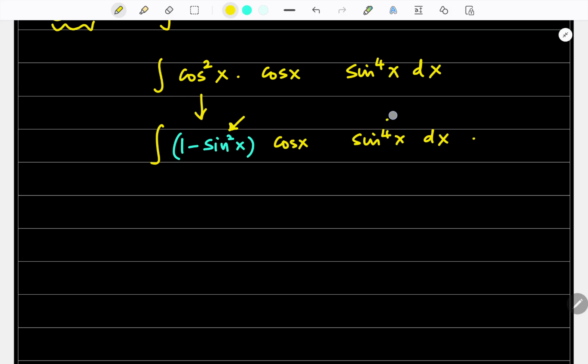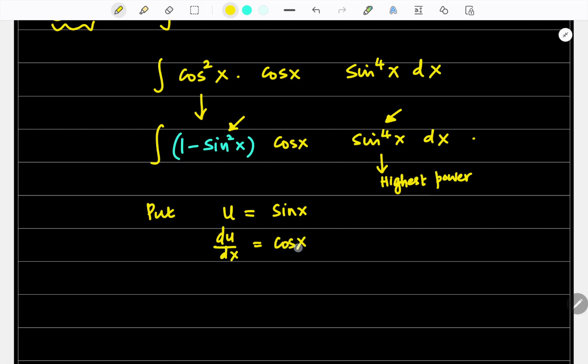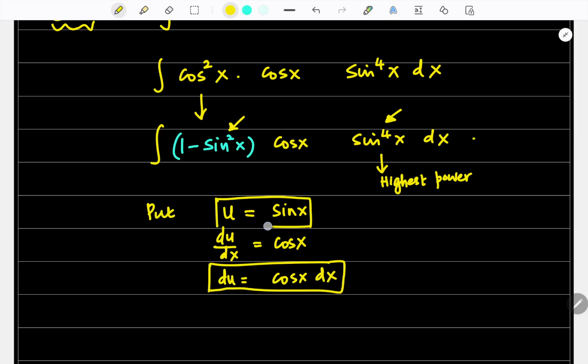Okay. So which one is giving trouble for you? sin² is giving trouble, sin⁴ is giving trouble. So this is the highest power. You can say like that. Okay or not? So I told you, call the highest power as what? u. So u is equal to sin x. Put or let, whatever it is. So now we are going for du divided by dx. What is the derivative of sin x? Cosine x. So du is equal to cos x dx. So du we got it.